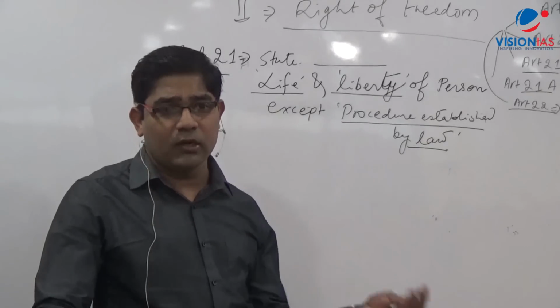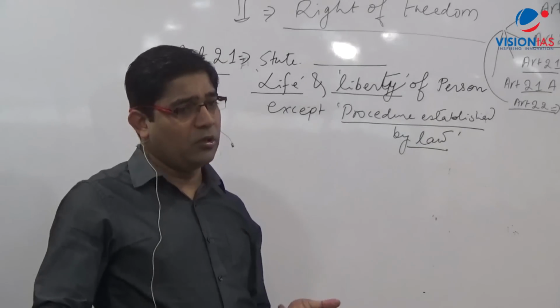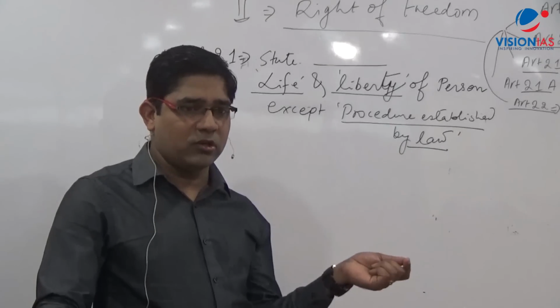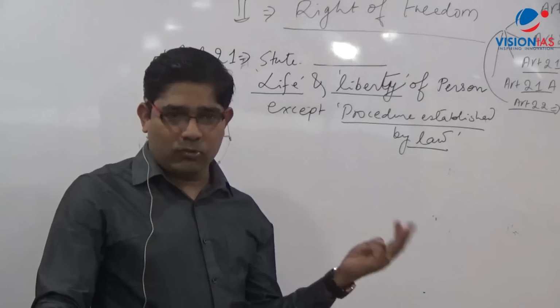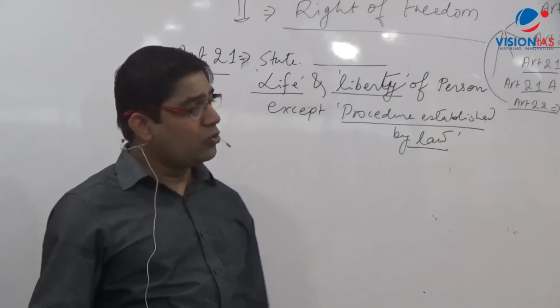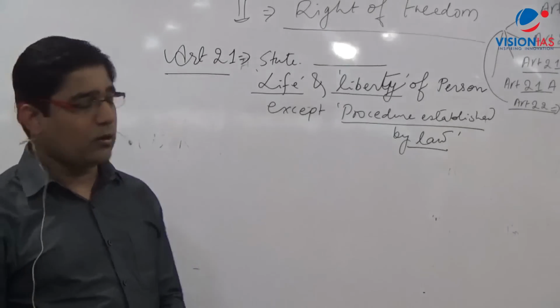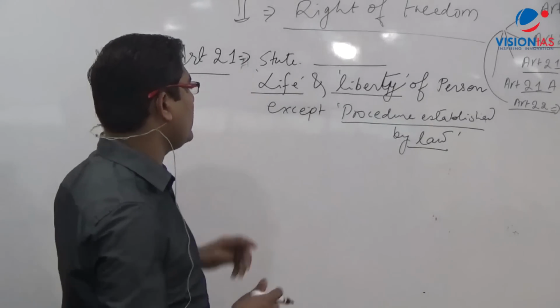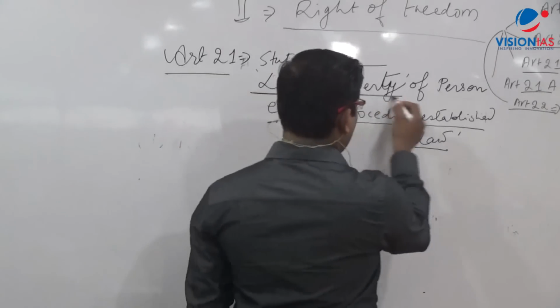Okay, so this is the Supreme Court interpretation. If the question is asked whether reasonable restriction can be put by the Constitution itself, by law, or by the court's verdict, all are correct. There can be different ways through which it can be curtailed. Here we are going to see the interpretation of the words life and liberty.